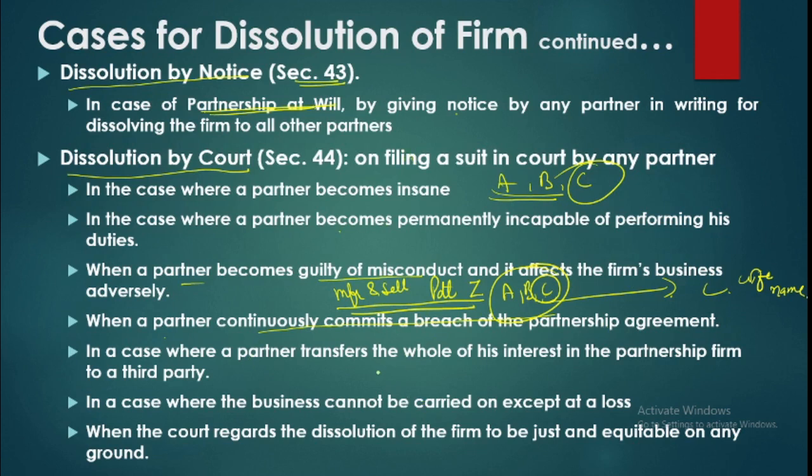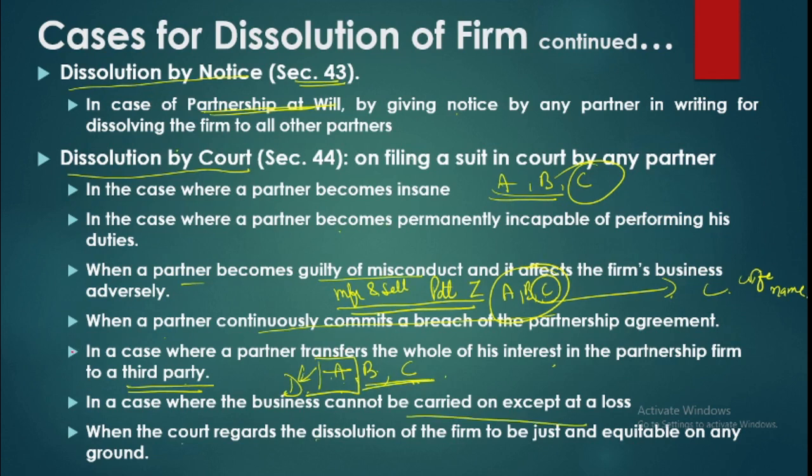Or when a partner transfers his interest in the partnership firm to a third party. You see, in a partnership firm, you cannot bring a new partner without approval of all other partners. So if ABC are three partners, A cannot transfer his share to anybody else, or for that matter B or C. Suppose A wants to bring his son D into the firm. So he transfers his share, saying he is my son, I want to transfer. If B and C are not in favor of this, they can move for the dissolution.